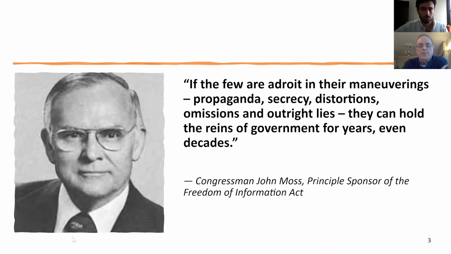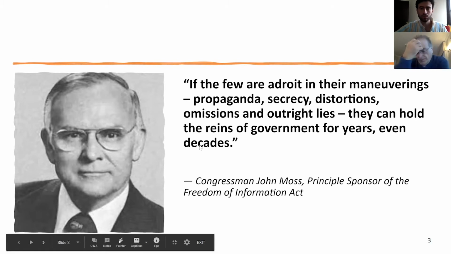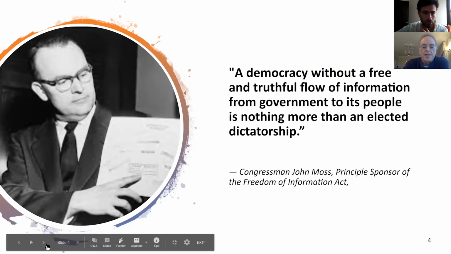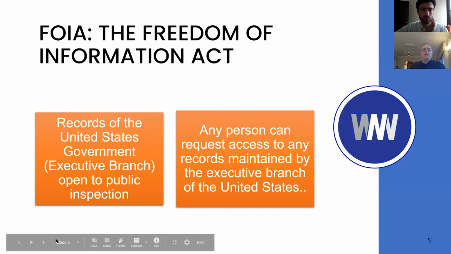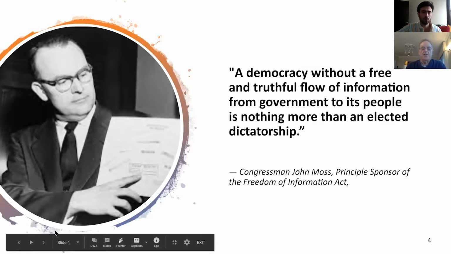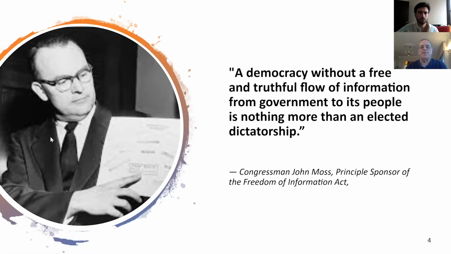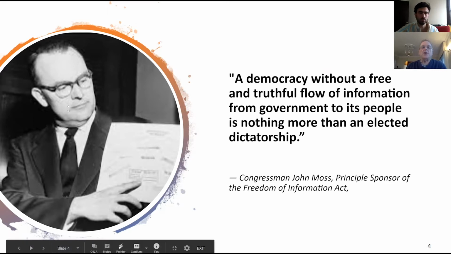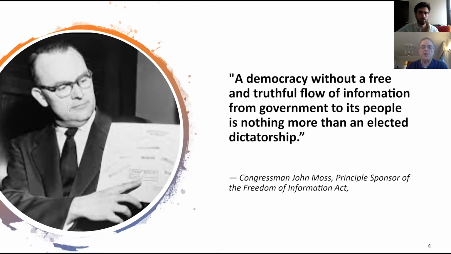So this really summarizes the whole purpose behind the Freedom of Information Act. Go one slide back up, Moss again. This is it: a democracy without the free and truthful flow of information from the government to its people is nothing more than an elected dictatorship. That's his position, and that's why the Freedom of Information Act was passed. Without truthful information about the government's doings, the voters have no way of voting. They have no way of judging their leaders.